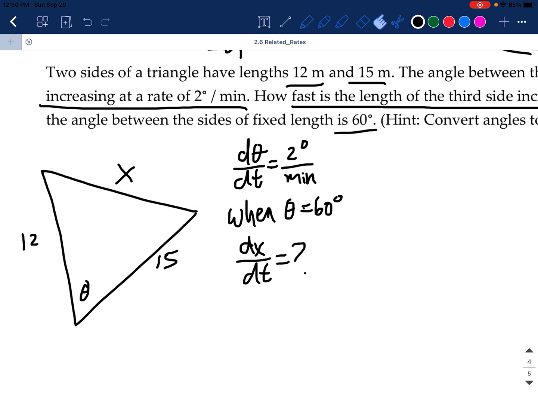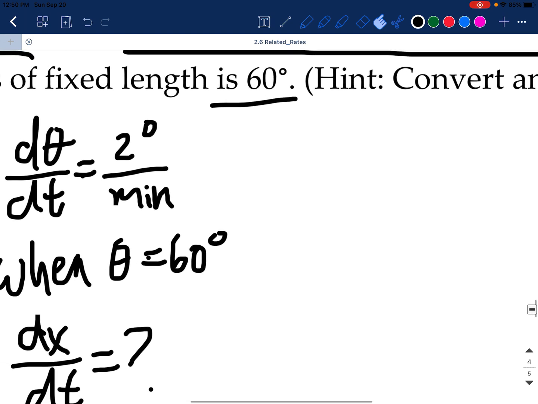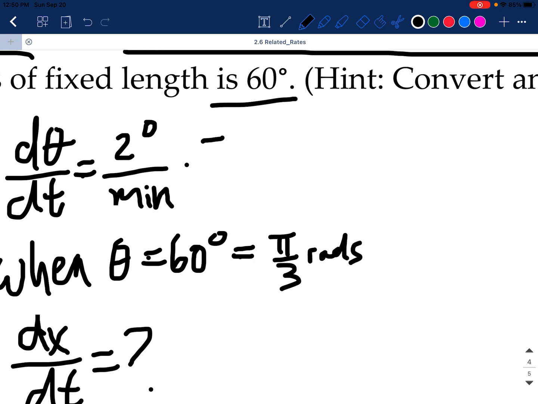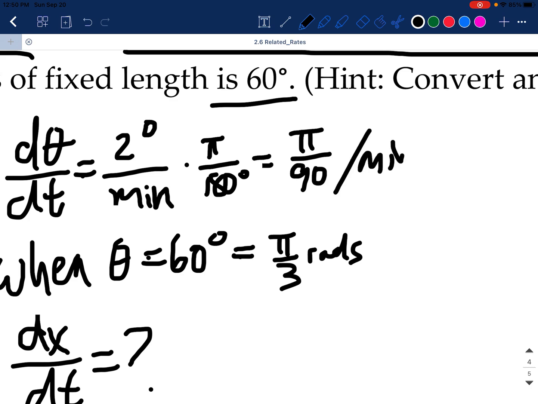So let's note the first thing we're going to want to do, convert to radians, because we don't want degrees floating around as a measurement. And so we're going to use radians because radians are unitless. So 60 degrees is just pi over 3 radians, which we know. And then 2 degrees, again, we can multiply by pi over 180, and we'll get pi over 90 radians per minute.